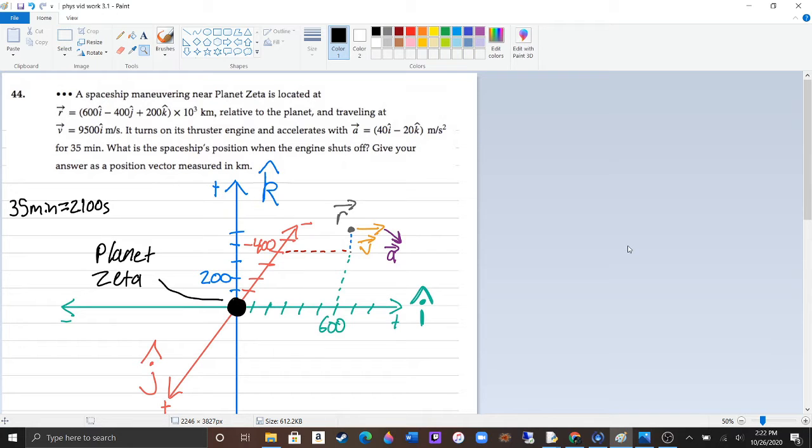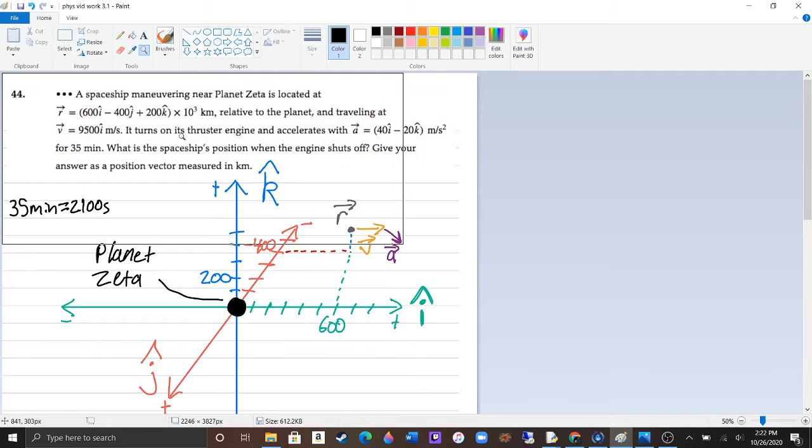This is problem 44, and the problem is a spaceship maneuvering near planet Zeta is located at 600I minus 400J plus 200K times 10 to the third kilometers. And the R vector will represent our position, relative to the planet, and it's traveling at a velocity of 9,500 meters per second in the positive I direction. So that's this way, going towards this positive I.